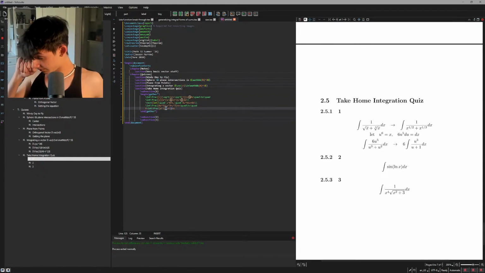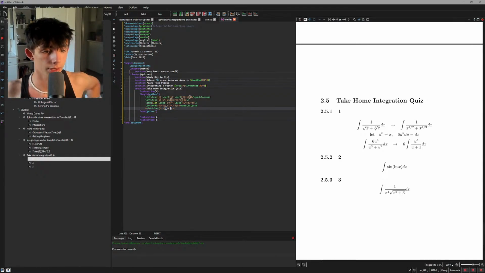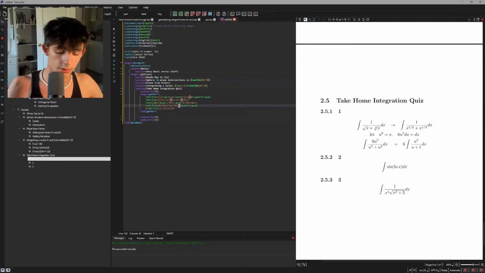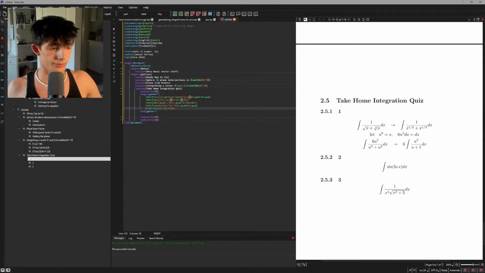But damn, I don't know. Okay, let's try. So let's say u plus 1 equals w. Oh wow, I literally forgot to change that, the dx to du. That's embarrassing. Yeah, there we go.